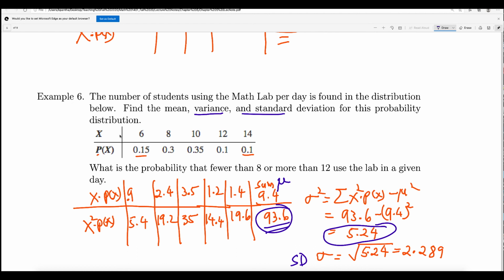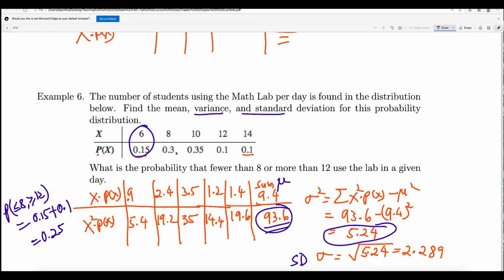Also, let me answer the question: fewer than 8 or more than 12. What is the probability of fewer than 8? That means this one, 6, so the probability is 0.15. And then plus, because it says or, greater than 12 means 14, so the probability is 0.1. If you add that, you will get 0.25.